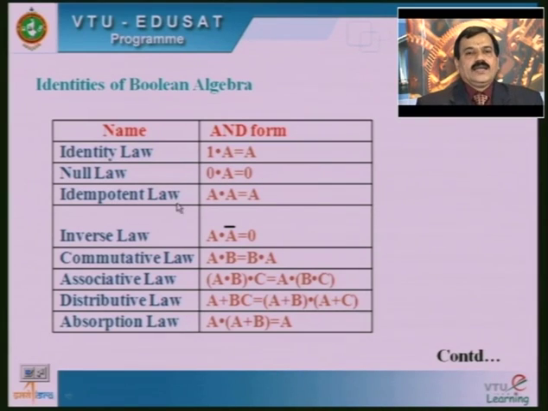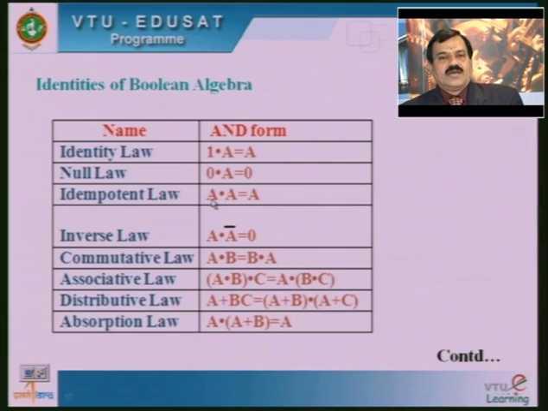Idempotent law, it is a dot a. Irrespective of the value we assign, either 1 or 0: 0 into 0 is 0, it is the a value only, and 1 into 1 is 1, that is the a value only. Hence a dot a is equal to a.